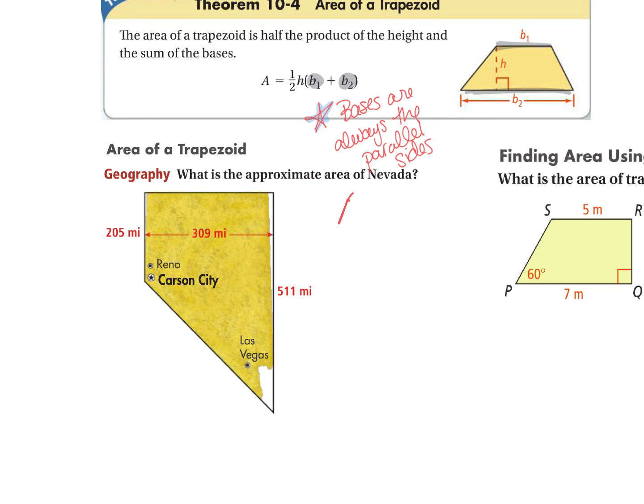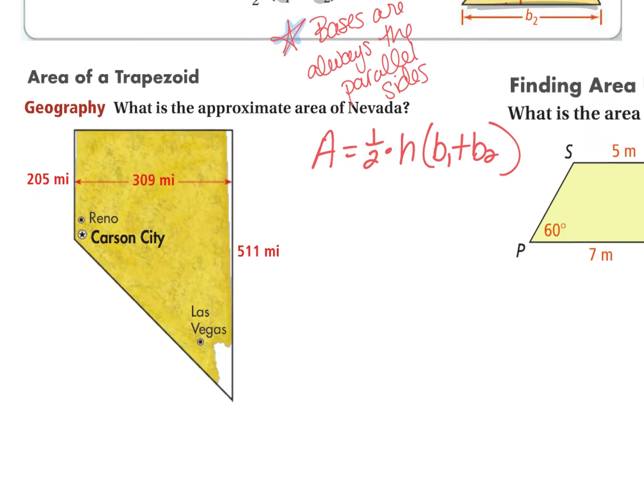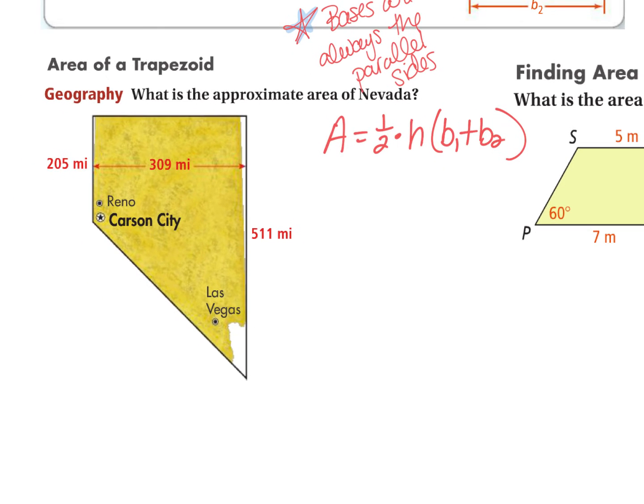All right, so we are going to write our formula so we get all our points. So area equals 1/2 times height, parentheses, base 1 plus base 2, close parentheses. Alrighty, so what would our height be? So our height on this one is 309. That's the distance between the two bases. So that's going to be 309, parentheses. Our bases are these two lines, the parallel sides. So that would be 205 plus 511.